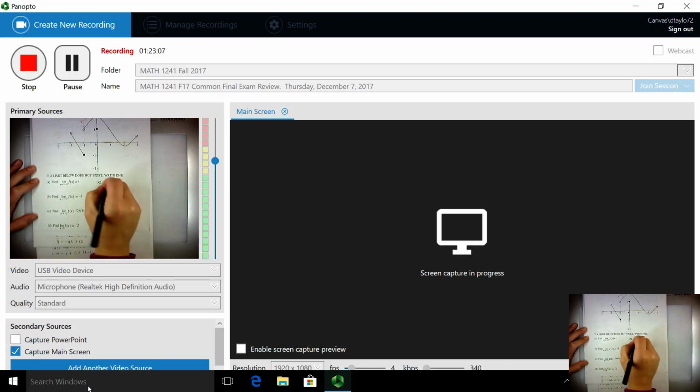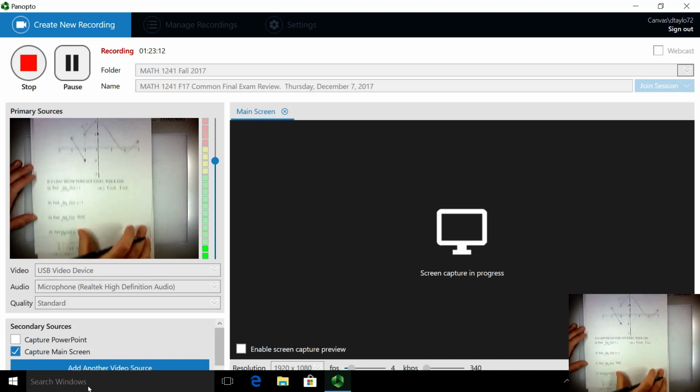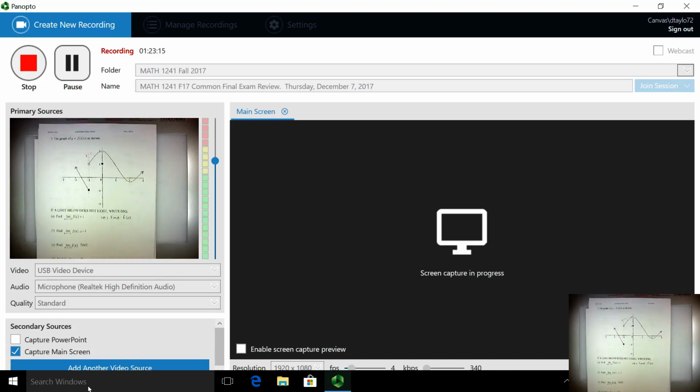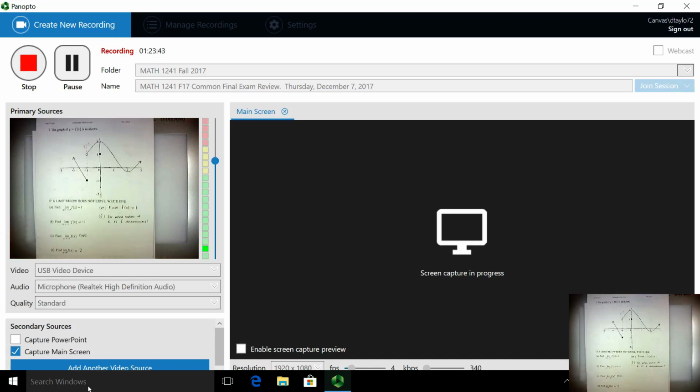Part E asks us to find f of 0. So what is the function value when I plug in 0? It's equal to exactly 1, right? And then finally, part F says, for what values of x is the function f discontinuous?